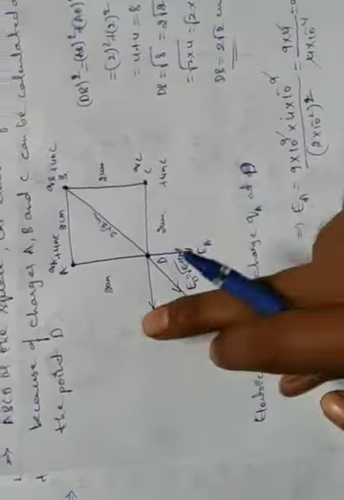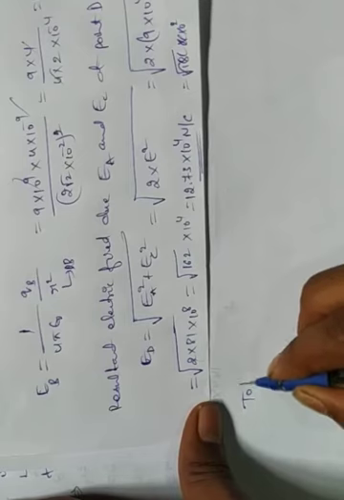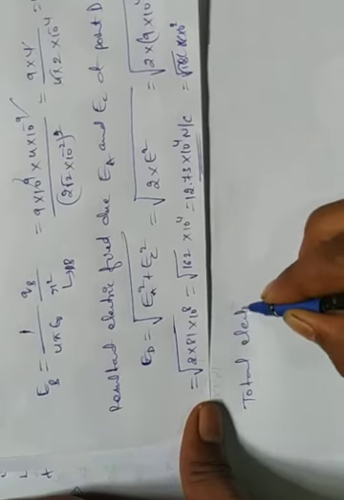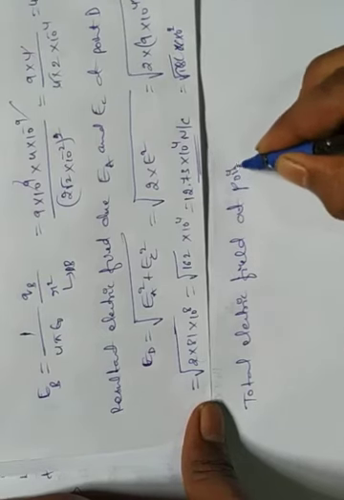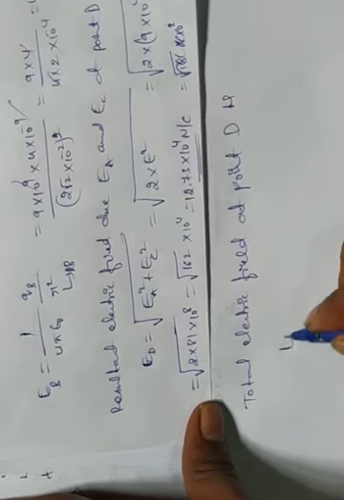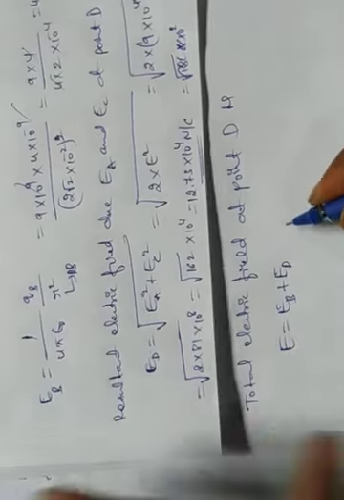At this point D there is this resultant, and there is also the field due to the charge B. We must add those two. Now we can add those two. Therefore the total electric field at point D is E equal to EB plus ED.